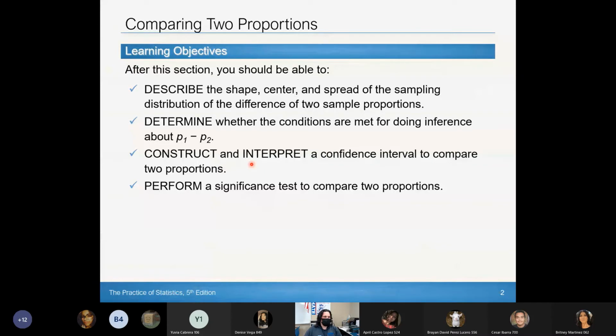Construct and interpret a confidence interval to compare two proportions. That goes back to chapter 8. And perform a significance test to compare two proportions. That is chapter 9. So we're kind of tying all these things together. We're using the same concepts and modifying those formulas to deal with comparing two things.